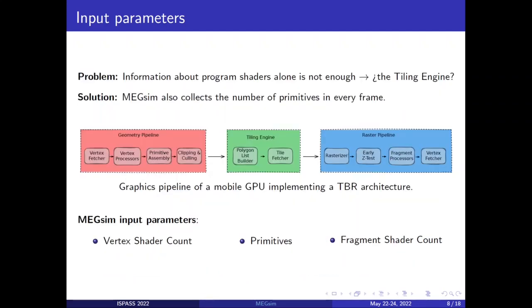But if only information about program shaders is used, we will be missing an important stage, the tiling engine. Therefore, for every frame, we also take into account the number of primitives. This slide shows the graphics pipeline of a mobile GPU implementing a TBR architecture. To sum up, as input parameters for every frame, we collect the number of times that each shader has been executed along with the number of primitives.